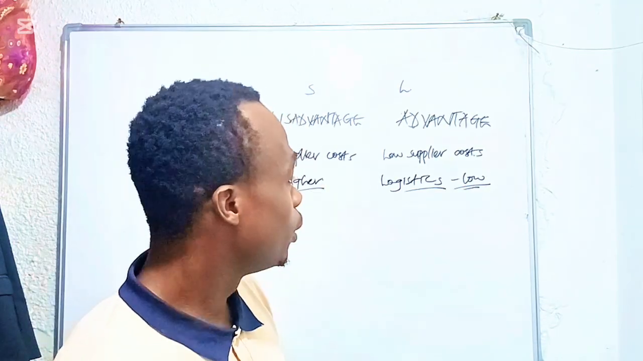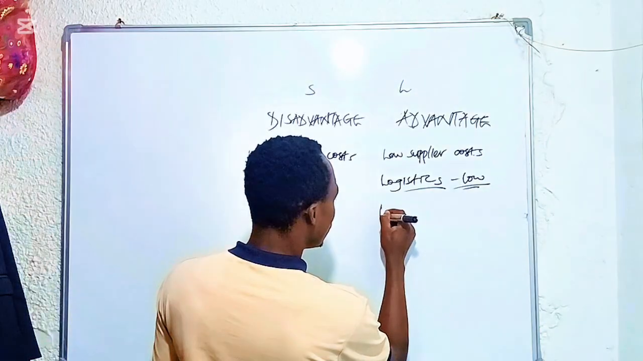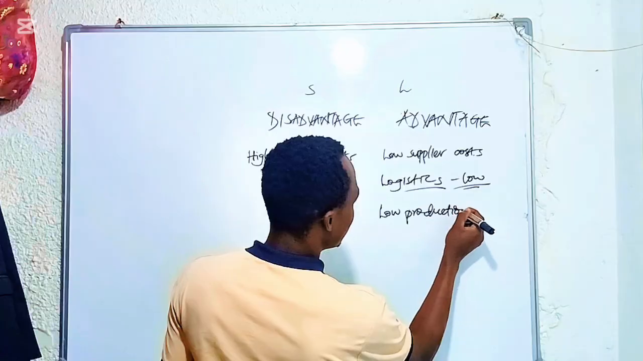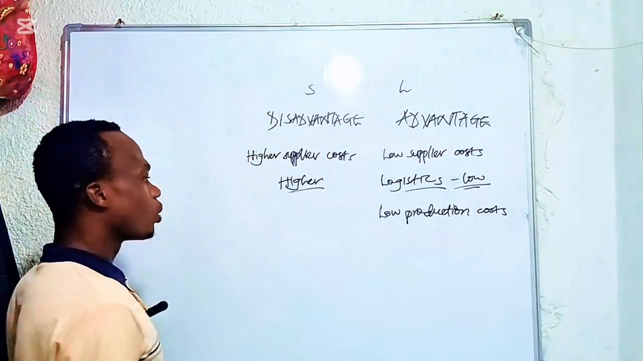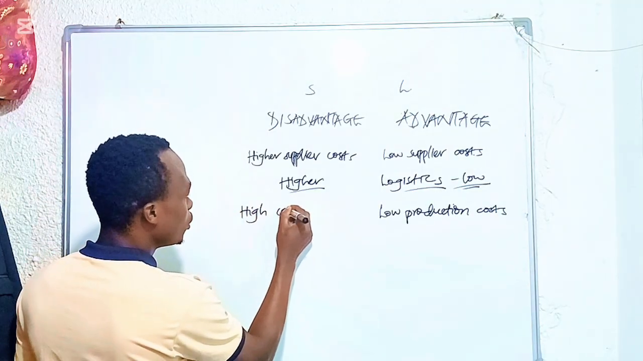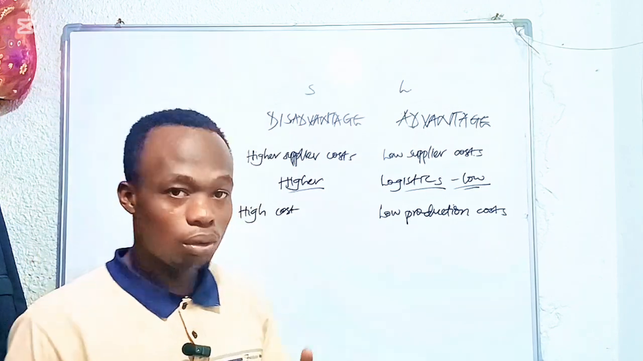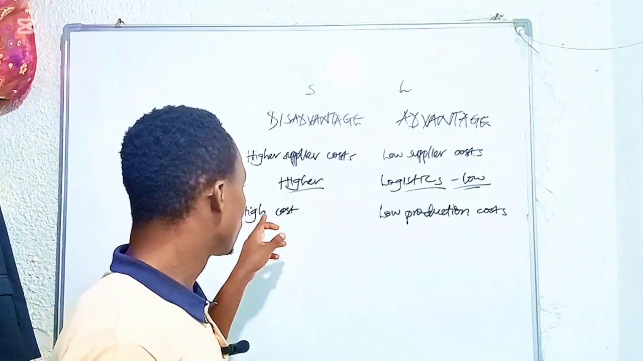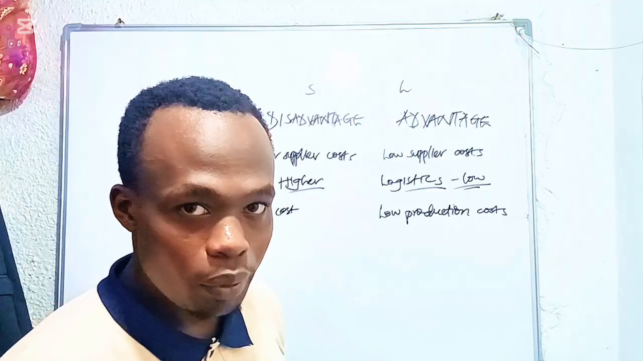Then from there, let's come to production. With this, they are going to have low production costs. And you are going to have high costs of production. A person who is producing things in a smaller quantity is going to incur higher costs.